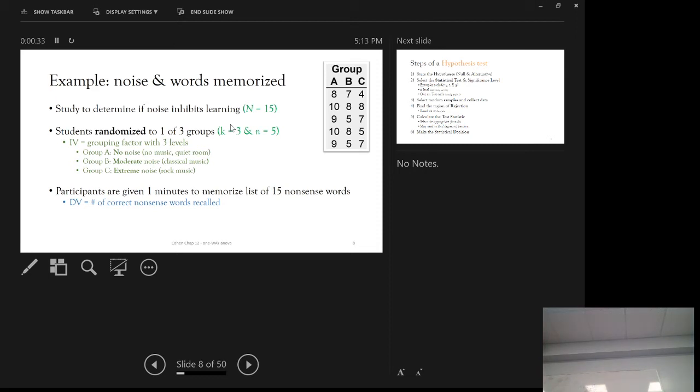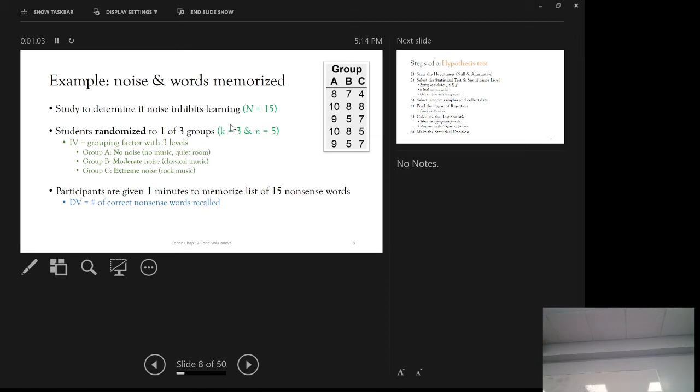Okay. Well, here's a study. This is a fake study, by the way, but we'll pretend like it's real. We have 15 people. So we divided the 15 people into 3 groups. So each sample size is 5. The first 5 people, group A, we put them in a room with no noise. The middle group of 5, we put them in with classical music, moderate noise, no words. The last group of 5, we put them in a rock music, extremely loud, banging room.